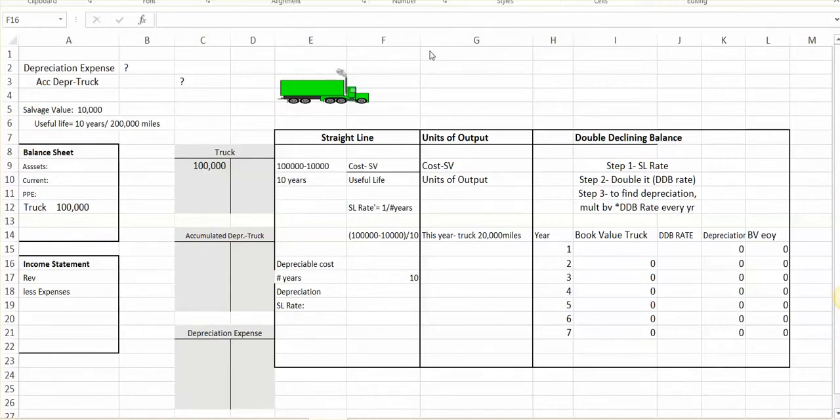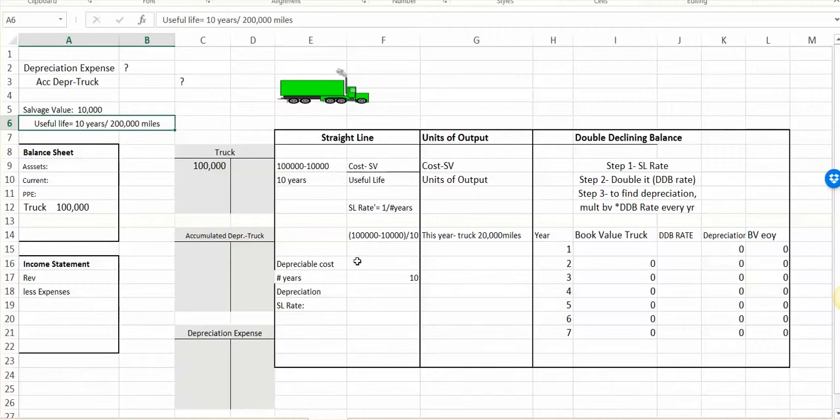The first method of depreciation we're going to look at is the straight line method. More companies use the straight line method because it is easier to use and it's GAAP approved. You'll see here that the salvage value of this truck is $10,000. That means that at the end of its useful life, it still should be worth $10,000. So we could sell it and maybe have a gain or loss on that sale. The useful life of the truck is 10 years or 200,000 miles. And so we're going to figure out depreciation using the straight line method.